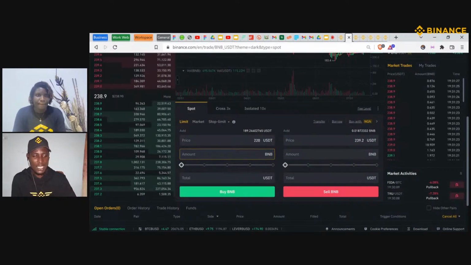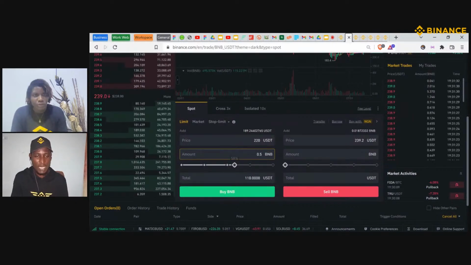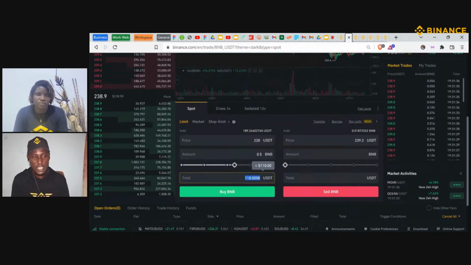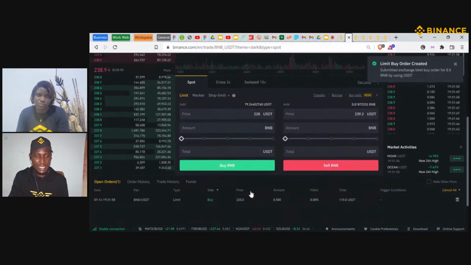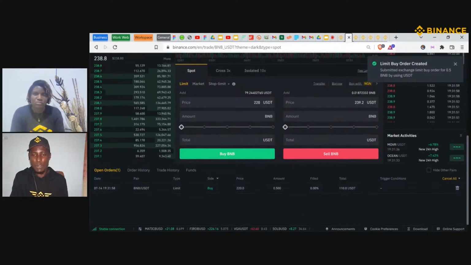So let's say I want to buy just 0.5 BNB. Automatically it tells me I'm going to spend 110 USDT to purchase 0.5 BNB at 220 USDT limit price. So when BNB price comes down to 220 US dollars, my trade will definitely trigger and I'll be able to purchase my BNB at that price. So let's say this is what I want to do. Immediately you tap on buy. It says here limit buy order created.